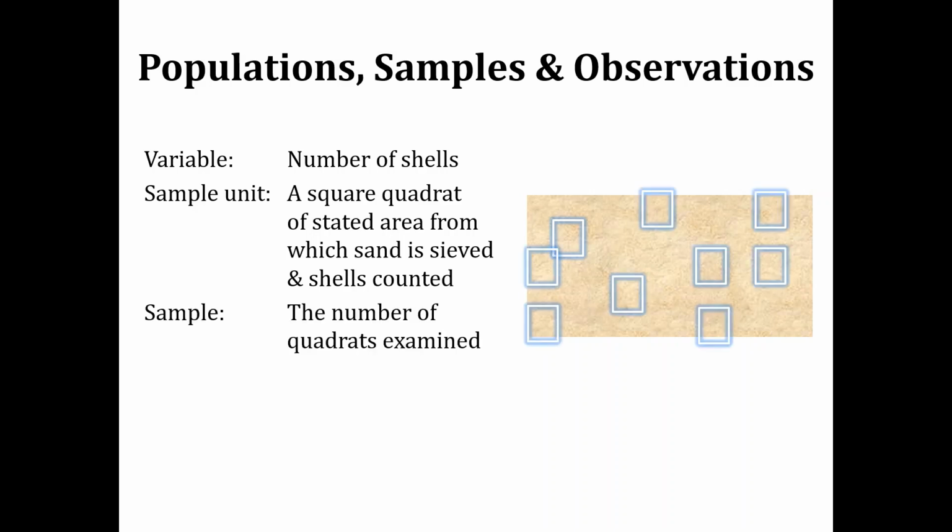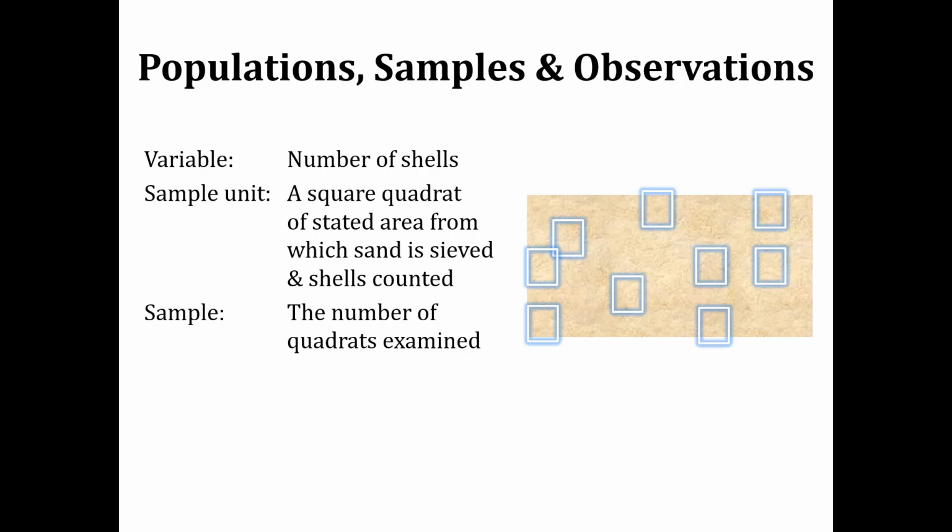Then the sample is the number of quadrats examined here, and as you can see, how many quadrats do we have here? 1, 2, 3, 4, 5, 6, 7, 8, 9. So we have 9 quadrats, so we have 9 sample units, and these 9 sample units, or these 9 quadrats collectively, are called the sample. So the sample is the number of sampling units from which the observations are taken.